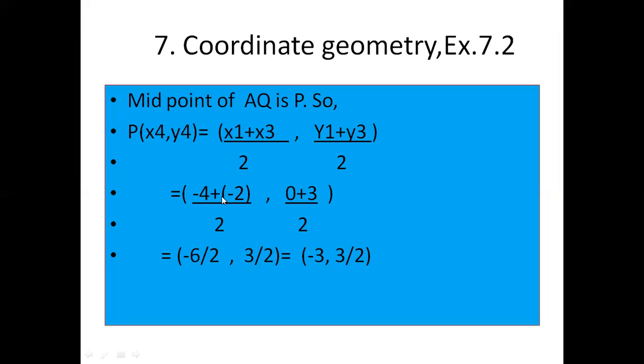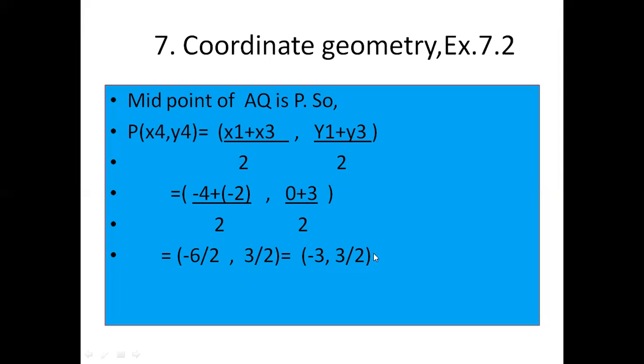Minus 4 plus into minus gives minus. Minus 4 minus 2, its value is minus 6. So minus 6 by 2 comma 3 by 2. Minus 6 by 2, its value is what? Minus 3. So minus 3 comma 3 by 2. Still we should find out R.